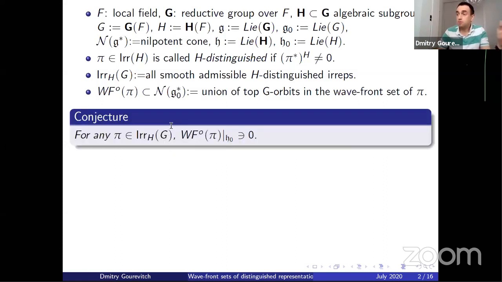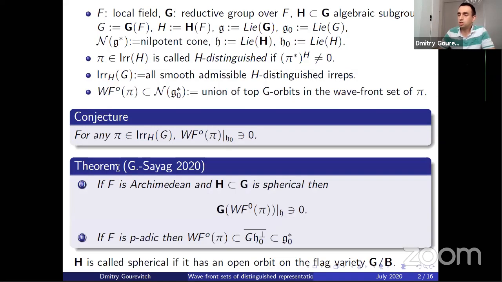Namely, let me first give you a conjecture that we prove partially. That for any irreducible distinguished representation, the restriction of one of the top orbits in the wavefront set to H0 includes 0. So that's reasonable because the condition of distinction, in other words, means that the restriction of pi to H includes the trivial representation as a quotient. So the restriction of the orbit to H should include the trivial orbit, which is the 0. So that's the reason for the wish, and here is some theorem in this direction.